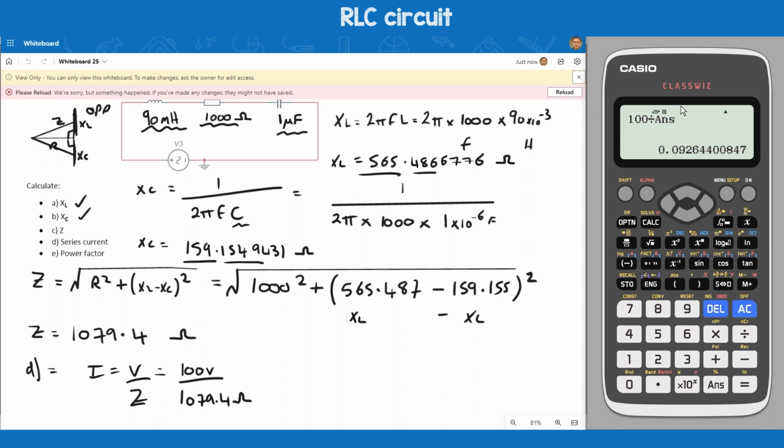And then all we need to do for the power factor is the adjacent divided by the hypotenuse, which is resistance, which is 1000 ohms, divided by the impedance, which is 1079.4.